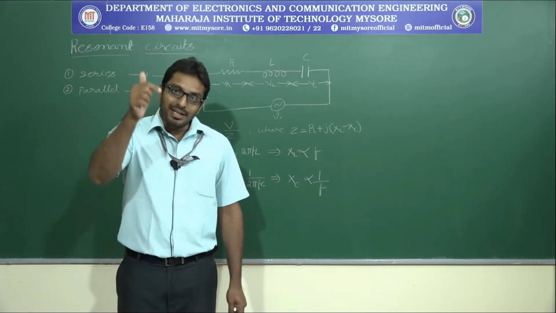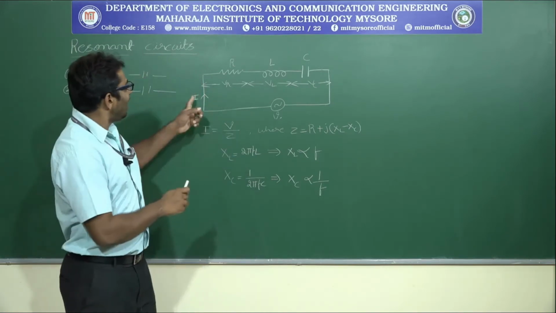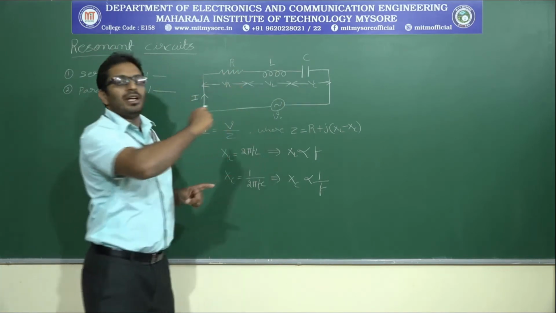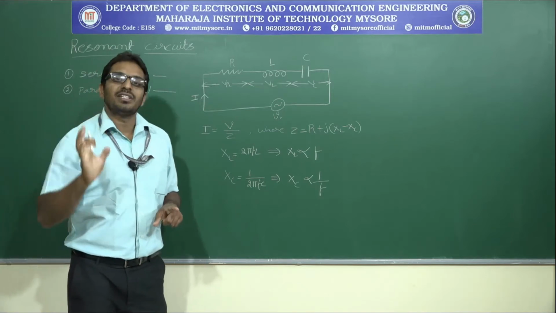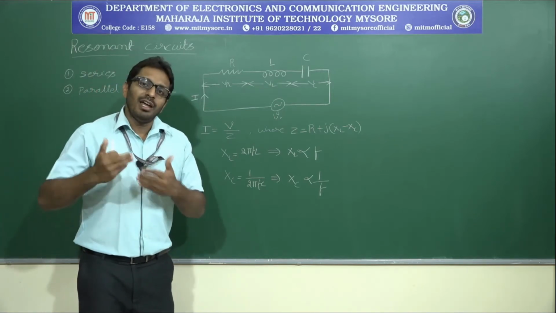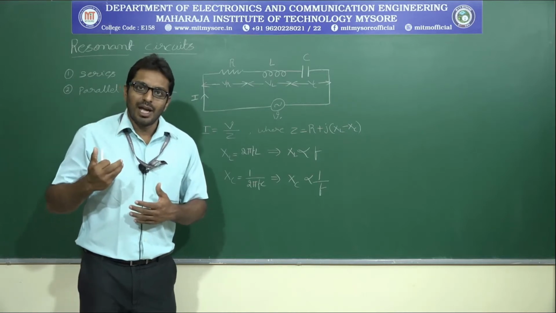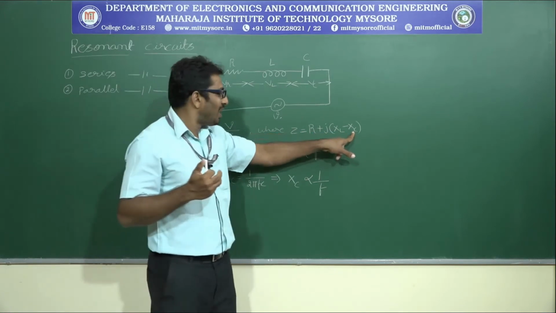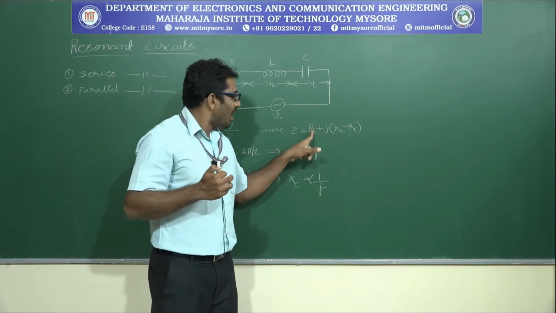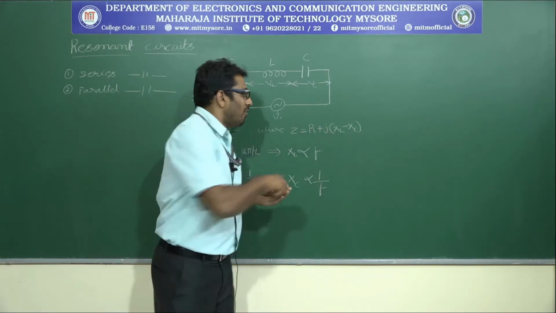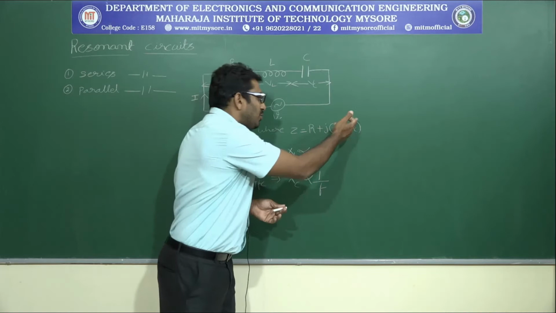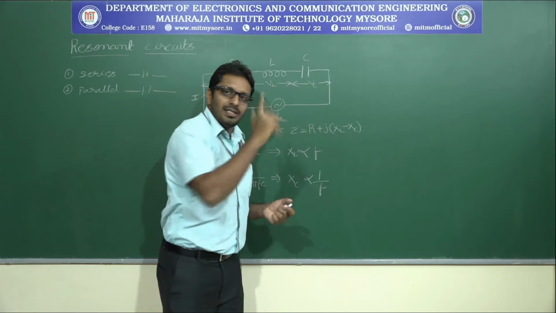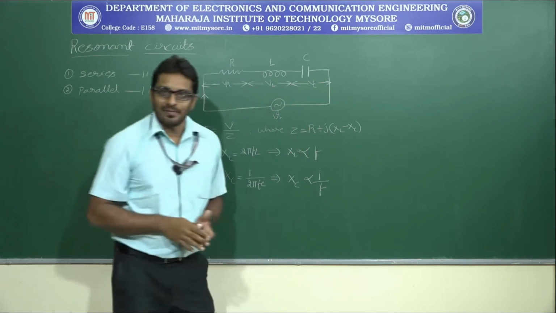In the same way, at resonant condition, the current is in phase with voltage, which means the impedance of this circuit behaves like a purely resistive one. When can we obtain this condition? When XL is equal to XC, because what is the formula here? Z is equal to R plus j into (XL minus XC). When XL is equal to XC, these two terms get cancelled. XL minus XC becomes 0, 0 into j is 0, then Z is equal to R.